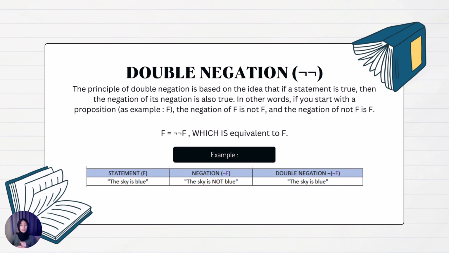So in the logic, you see the negation in bracket, not F. For double negation, you also have a bracket, not F, right? So you just look at the negations and reverse it to the other one. So the answer will be the sky is blue.